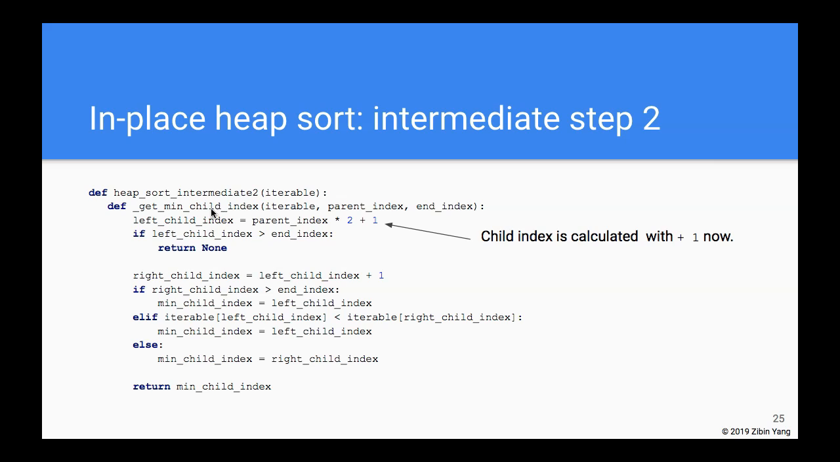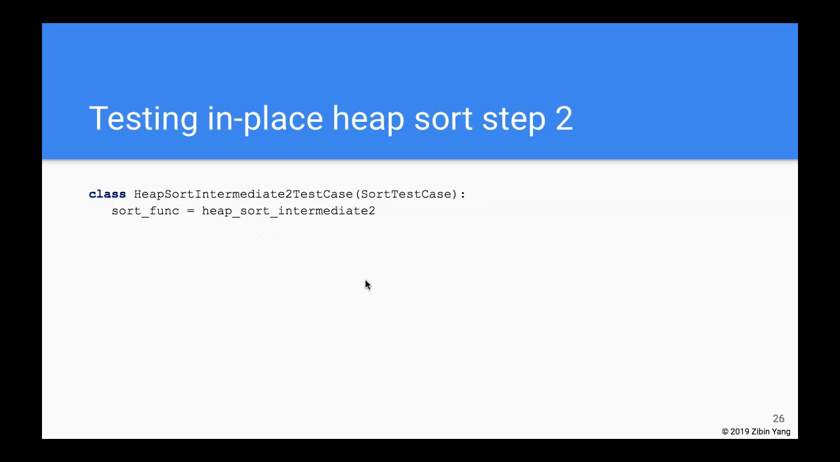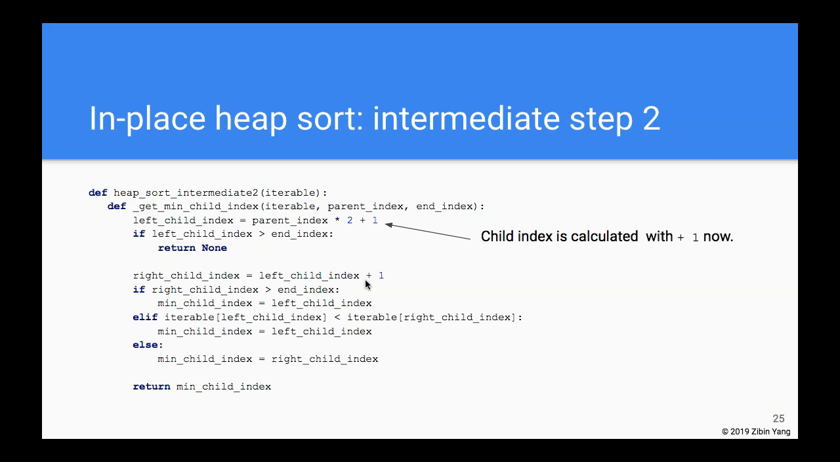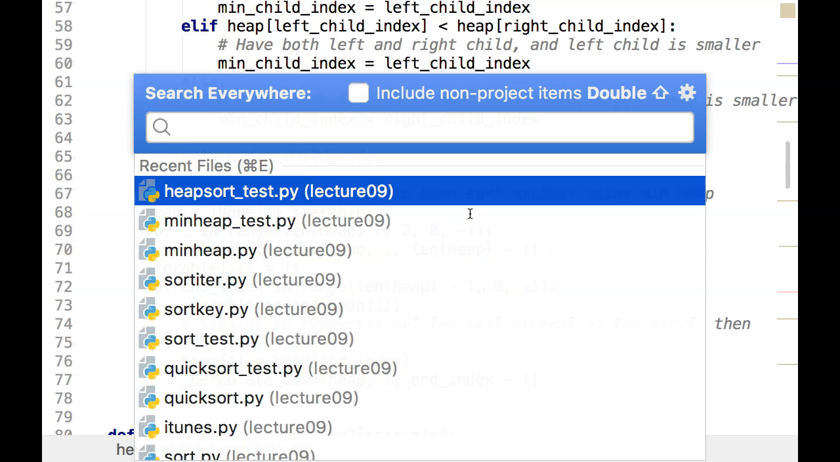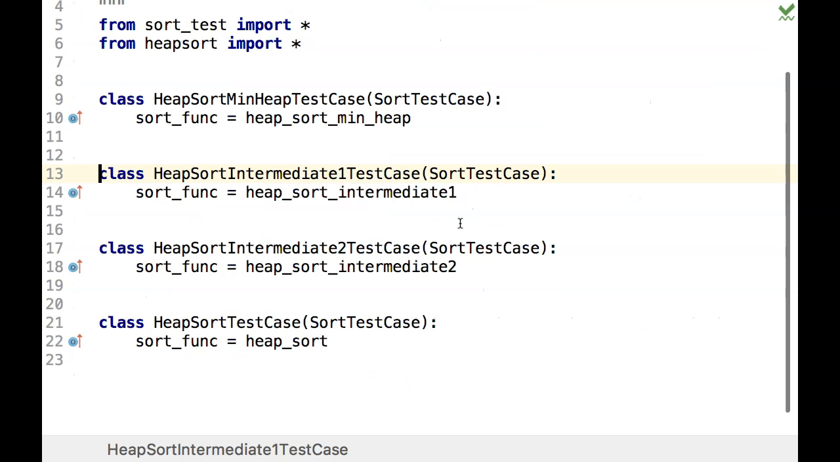Anyway, for get min child, obviously we have to change how the left child is calculated. Instead of just the parent index multiplied by 2, we now have to add 1 to it. We don't have to change the right child just because it's calculated from the left child index. So that's really all the changes we have to make as the second step. And as usual, we always test it. We test the second step as well.